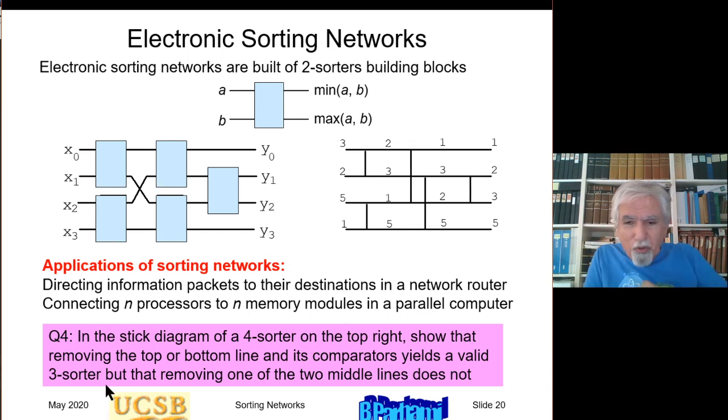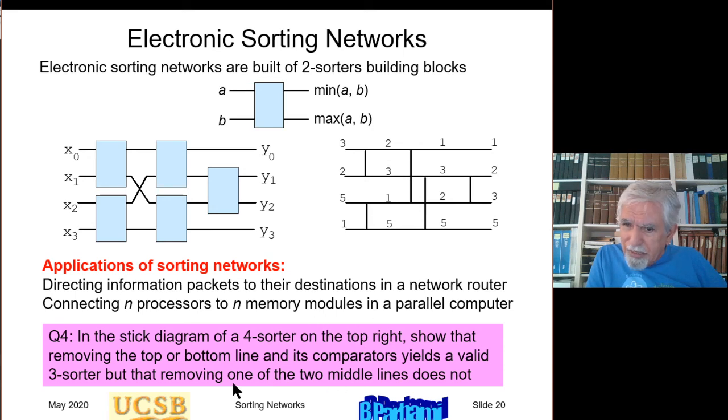This is actually a more general statement. No matter what sorting network I give you, removing the top line or the bottom line and their associated comparators always results in a valid n-1 sorter. However, that's generally not true for the other lines.